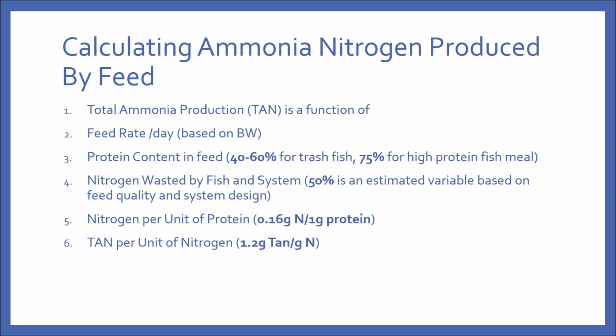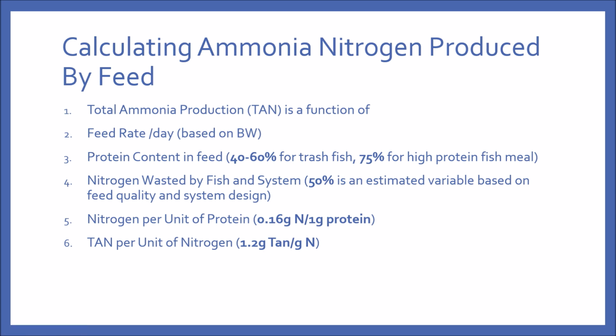Total ammonia production, which is the ammonia that is harmful to the crab, is a function of feeding rate, how much we are feeding a day, and it's also a function of the protein content in the feed. Typically for trash fish, higher quality trash fish could mean up to 40% protein, while high protein fish meal can sometimes reach up to 60 to 75%. These are the two building blocks of where your ammonia is coming from.